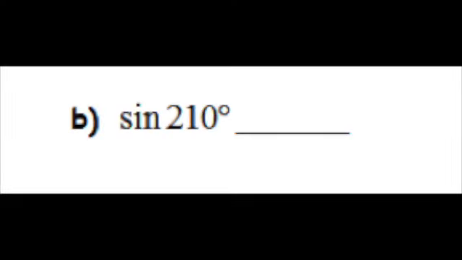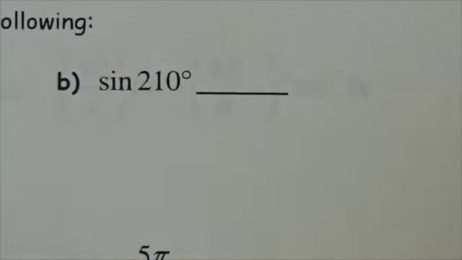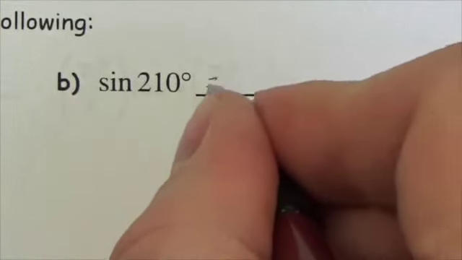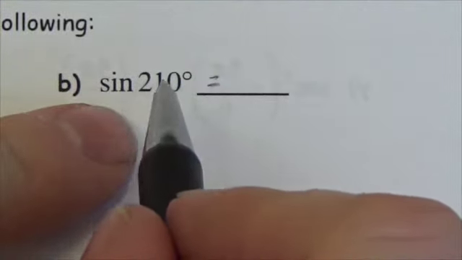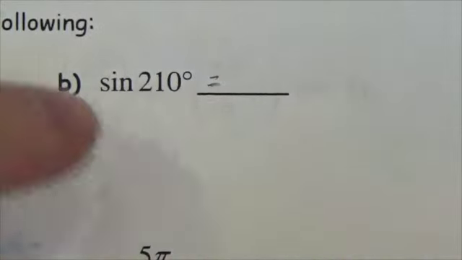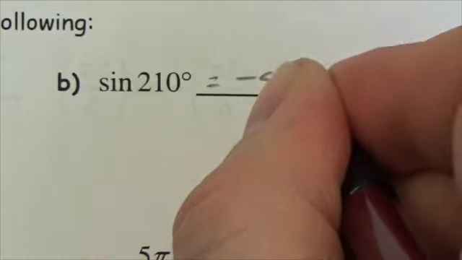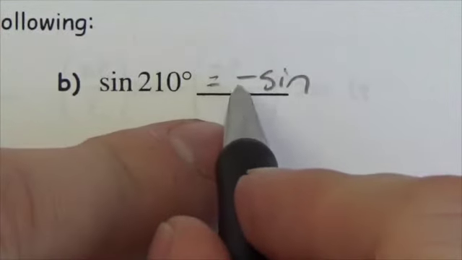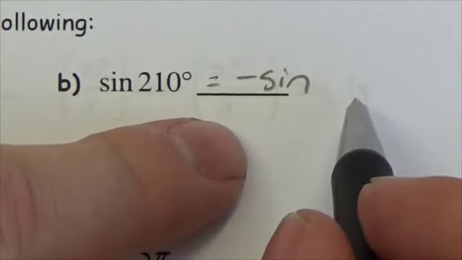The sine of 210 degrees. Now I'm just going to follow that same pattern that I established in the previous question and continue on here. So, first of all, look at the angle, 210. What quadrant is 210 in? It's in quadrant 3. Sine is negative in quadrant 3, so I know this is going to be equal to the negative sine of something.